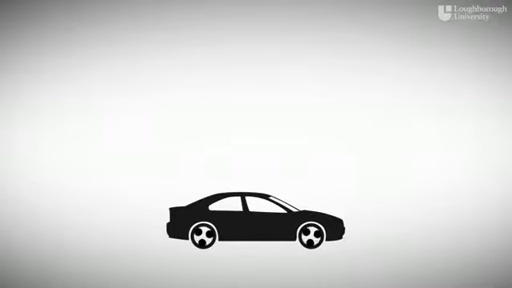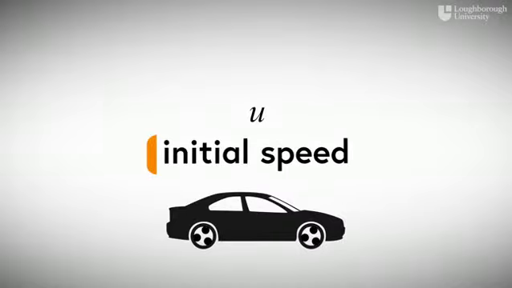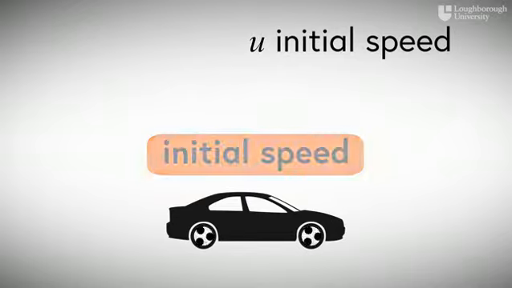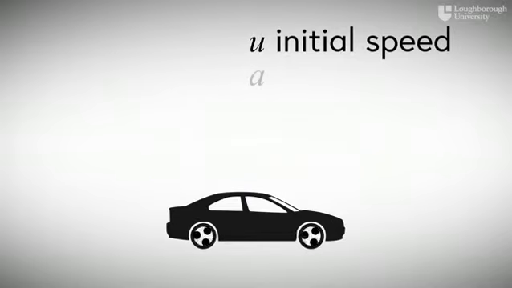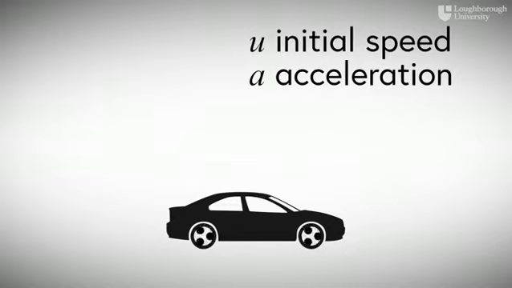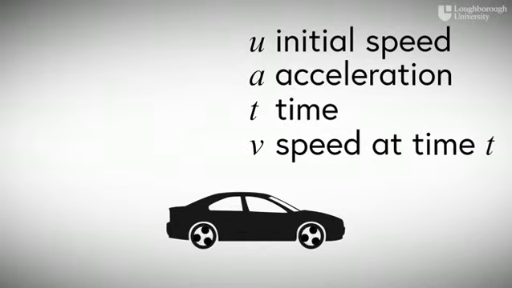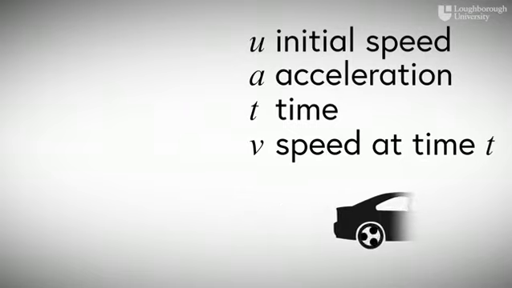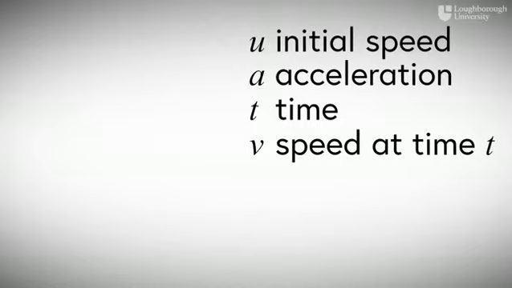Let the car start with a speed u. We call this its initial speed. Suppose it then accelerates at a constant rate, say a. Then we can let the symbol t represent the time, and let the speed at that time be v. Remember that the speed is increasing because the car is accelerating, so v will increase as t increases. The speed v depends upon the time, t.